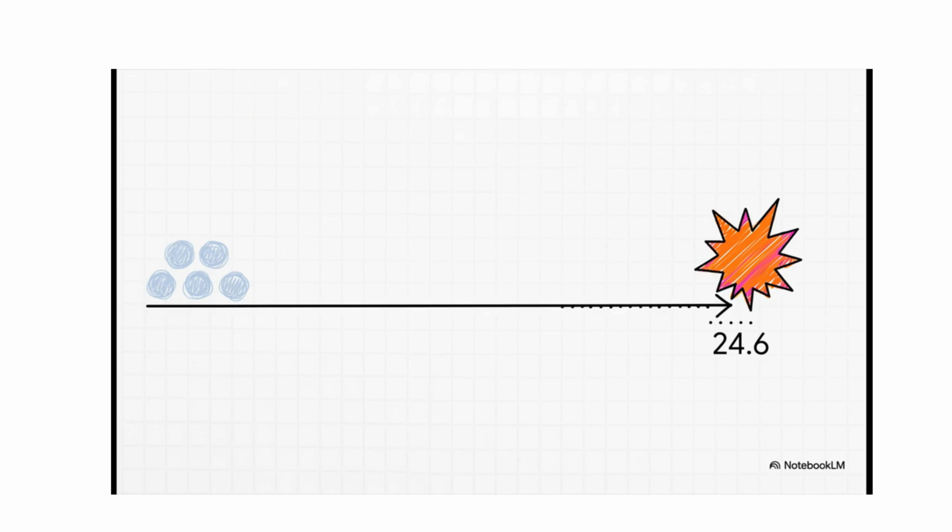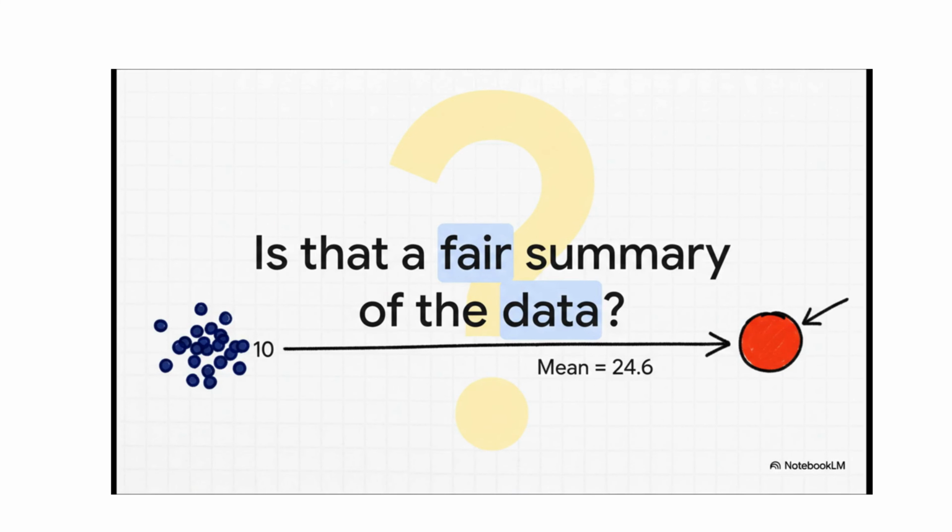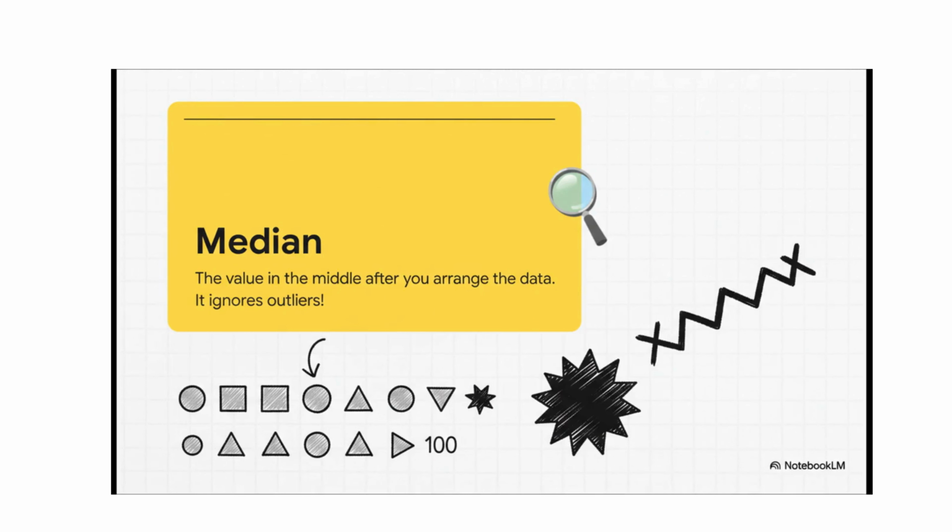Easy enough. But here's where a good detective has to be really careful. What happens if we add one crazy number into the mix, what we call an outlier? So look at this new set. We have 1, 3, 9, 10, and then bam, 100. All of a sudden, our mean just skyrockets to 24.6. So you've got to step back and ask yourself, is 24.6 really a fair summary for a group of numbers where almost all of them are below 10? No way. That mean is being dragged way off course by that one single outlier. It's totally misleading.